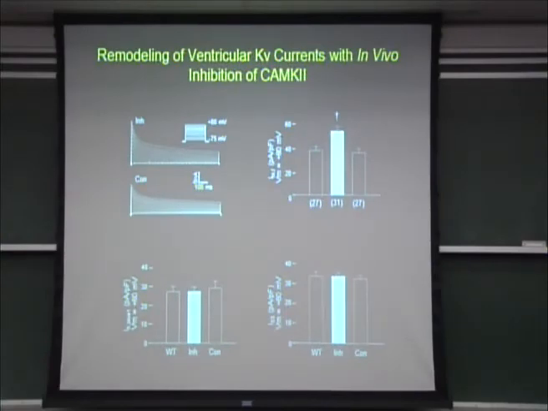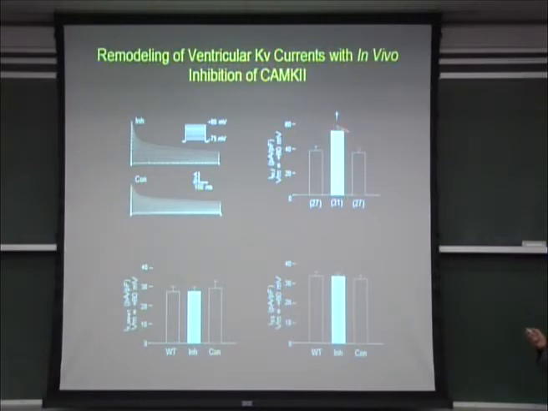So in a collaborative study with Mark Anderson's lab at the University of Iowa, we've begun to look at the modulation of these currents by activation of CaM kinase, and specifically by inhibition of CaM kinase. Mark's laboratory has made mice expressing peptide inhibitors of the calcium calmodulin dependent protein kinase 2. And these are representative recordings from myocytes isolated from those animals. Interestingly, what we find in those animals is a selective upregulation of the fast transient current.